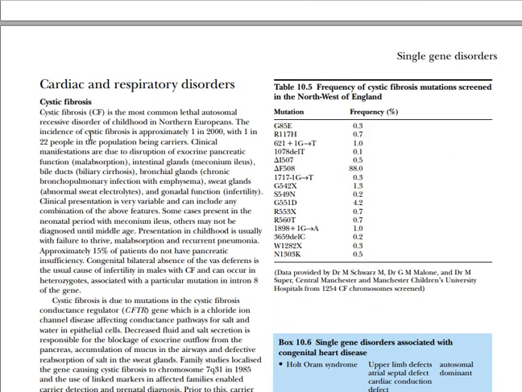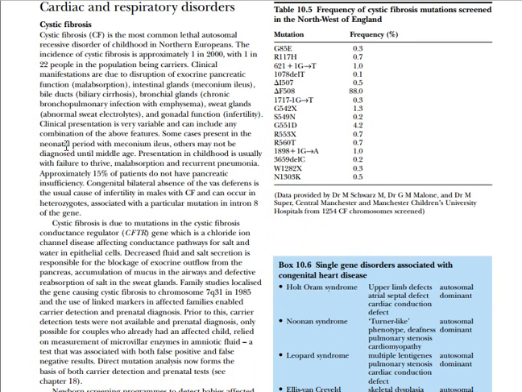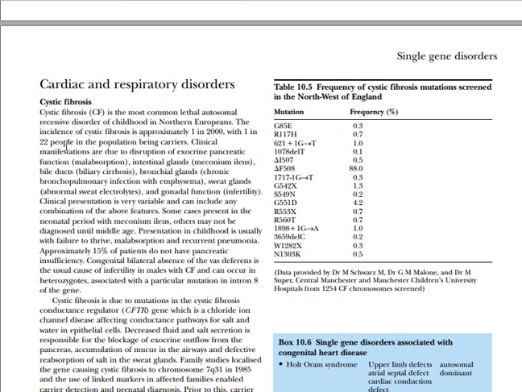Now the next one is cardiac and respiratory disorder. The first one is cystic fibrosis. Cystic fibrosis is the most common lethal autosomal recessive disorder of childhood in Northern European countries. The incidence of cystic fibrosis is approximately 1 in 2,000 people, with 1 in 22 people of the population being a carrier. The incidence is 1 in 2,000, but for you to be a carrier is 1 in 22 people. Is it clear? Now, we have certain characteristics of cystic fibrosis.